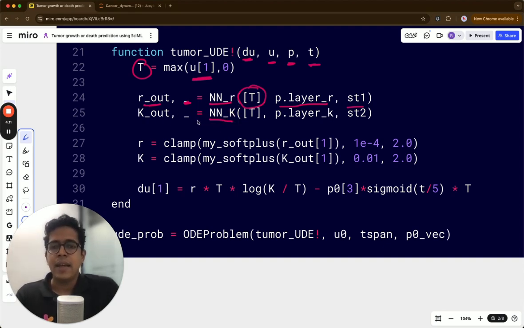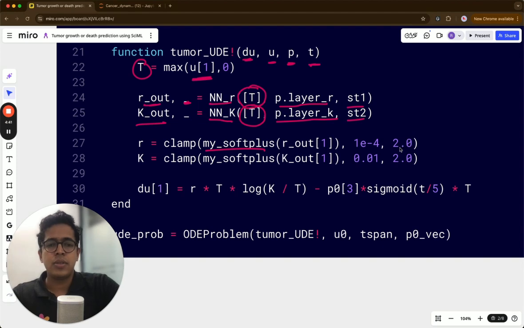Similarly, NN_K is used for predicting the value of K. First you pass the value of T, the tumor size. Then you pass the initial layer parameters. Then you pass the state, and this neural network will give you two outputs. You are only storing the K from that output. Then you do one thing. Here you say R equals clamp softplus of R_out[1]. So you are clamping the value of R between 10 to the minus 4 and 2.